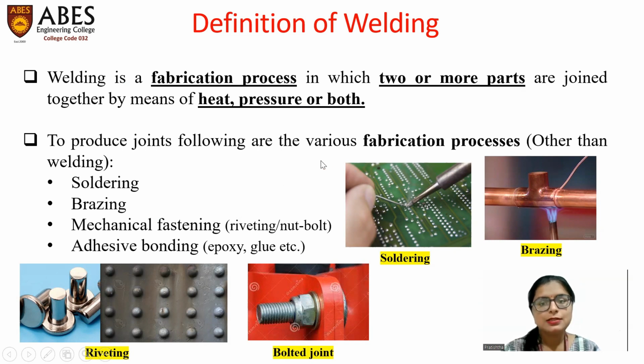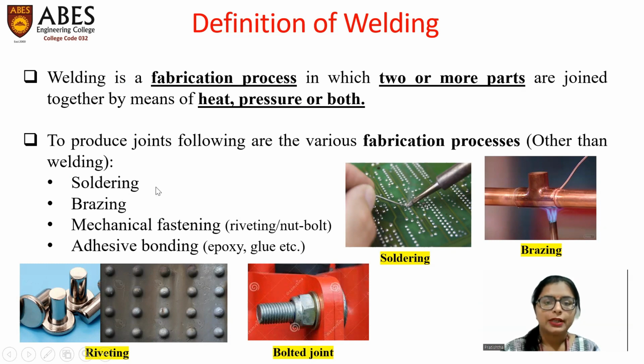So a fabrication is basically a creation. To create a part or a component, we use a variety of fabrication processes such as soldering, brazing, mechanical fastening, adhesive bonding, and obviously welding. We'll compare these fabrication processes one by one with welding.